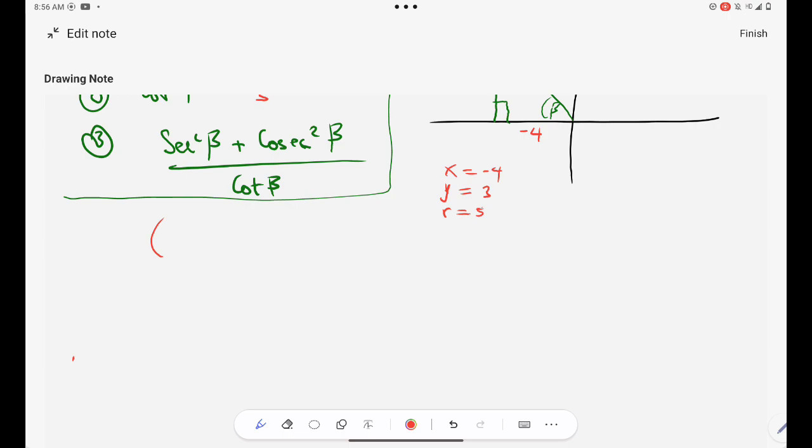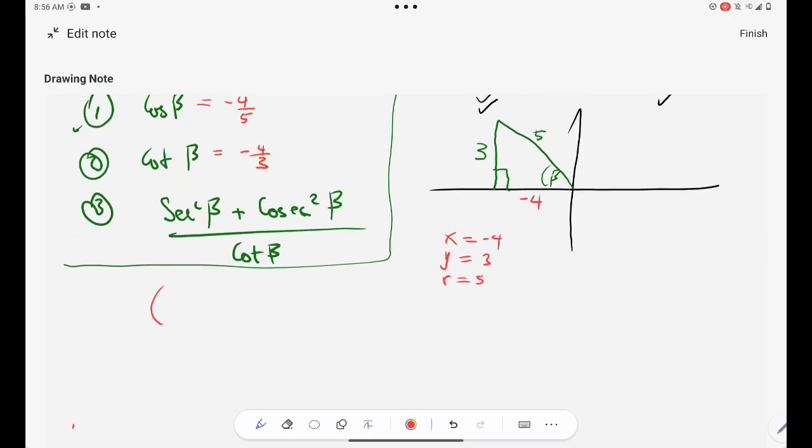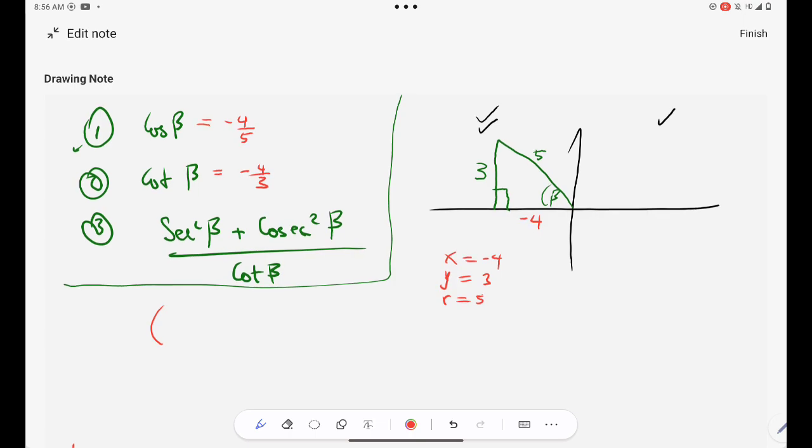For sec squared beta, sec is the opposite of cos. By definition, cos is x over r. That means sec will be r over x. I'll have 5 all over negative 4, all squared, plus cosec. Cosec is the reciprocal of sine. By definition, sine is y over r. That means cosec will be r over y. This will be 5 over 3, all squared.